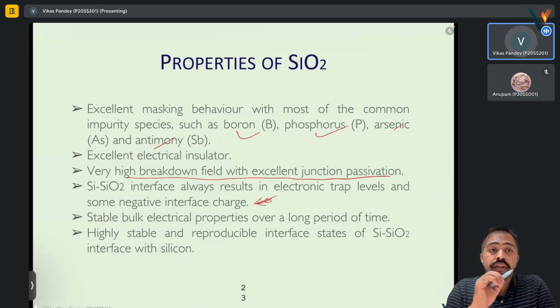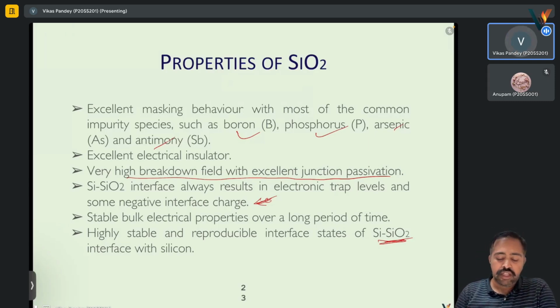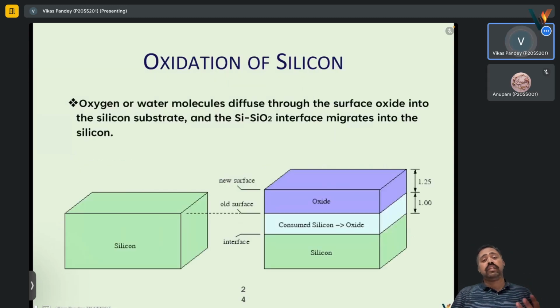And the Si-SiO2 interface that we get is very well made. It can be reproduced easily: the same quality, same thickness, everything can be obtained if we do the same kind of process. That makes it a very versatile choice, and that's why oxidation of silicon is very commonly used in microfabrication.